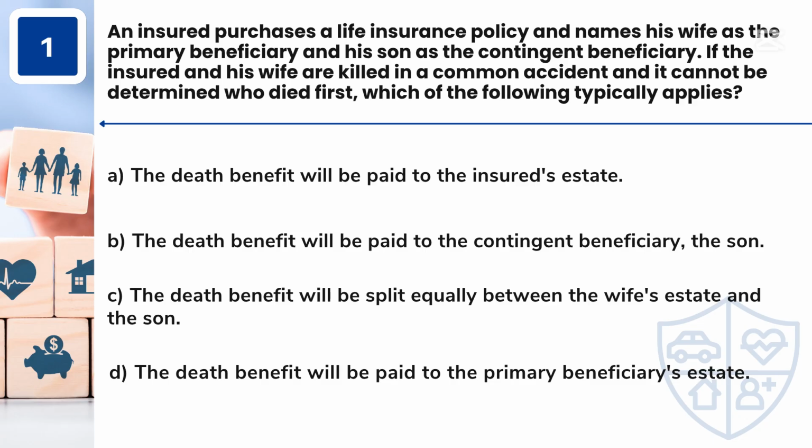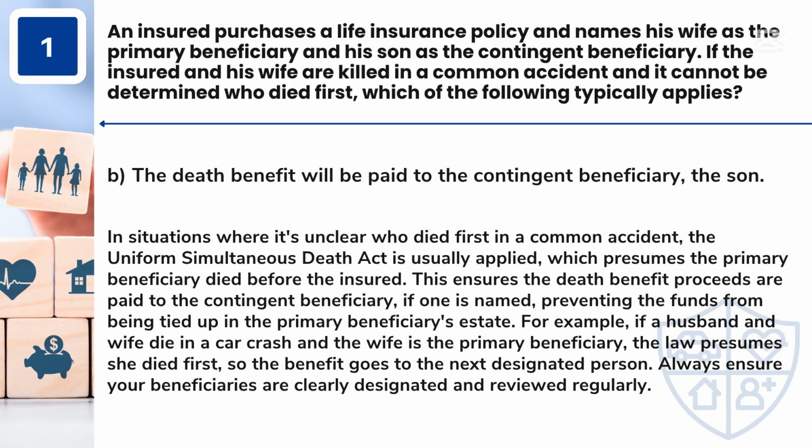A. The death benefit will be paid to the insured's estate. B. The death benefit will be paid to the contingent beneficiary, the son. C. The death benefit will be split equally between the wife's estate and the son. D. The death benefit will be paid to the primary beneficiary's estate.